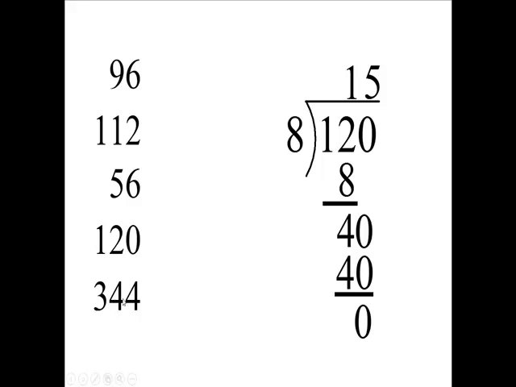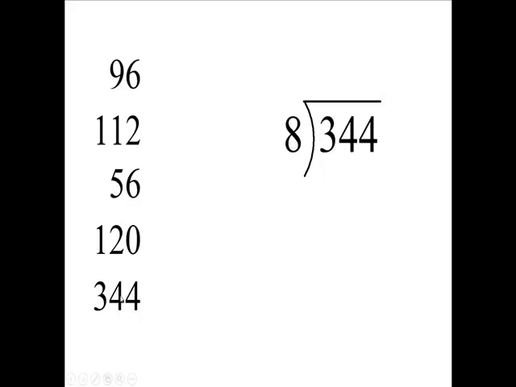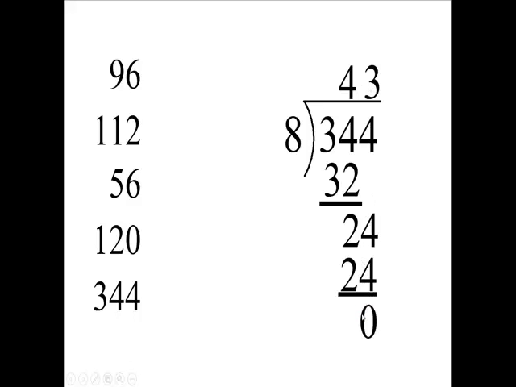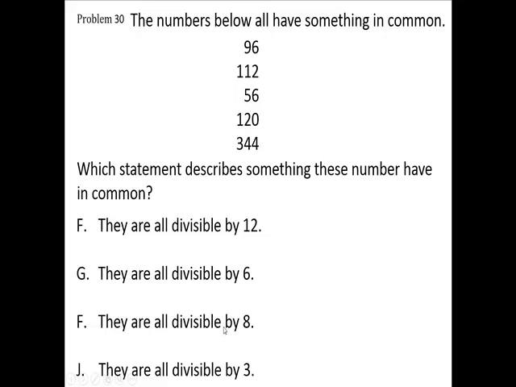The only one I have left to test now is the 344. 8 goes into that 4 times. 4 times 8 is 32. Subtract. 4 minus 2 is 2. Bring down the 4. 3 times 8 is 24. So 8 goes into all of these numbers. All of these numbers are divisible by what? 8. The answer is F.